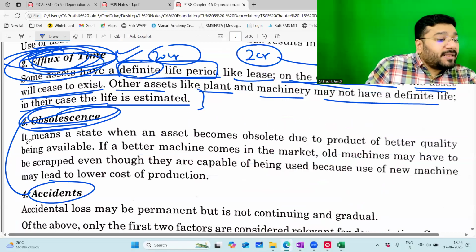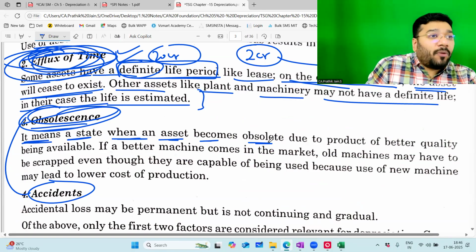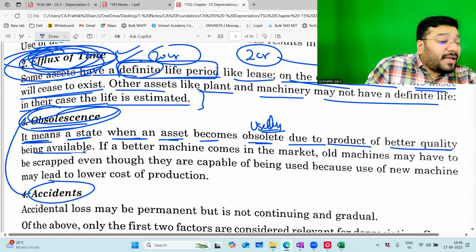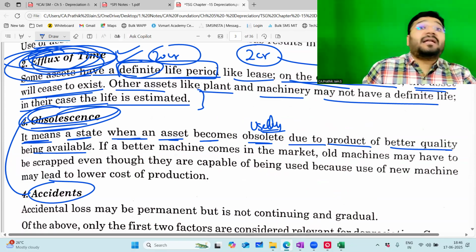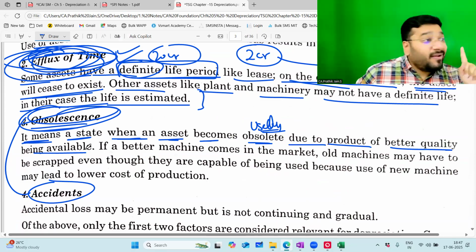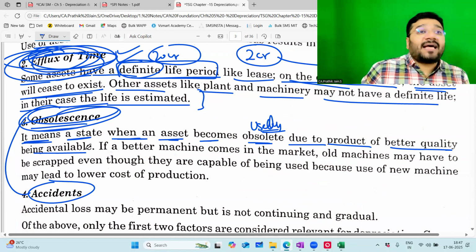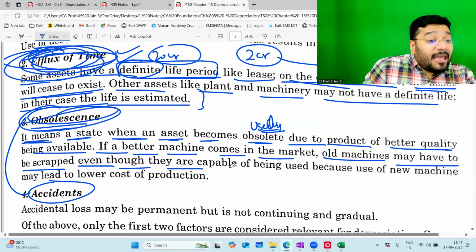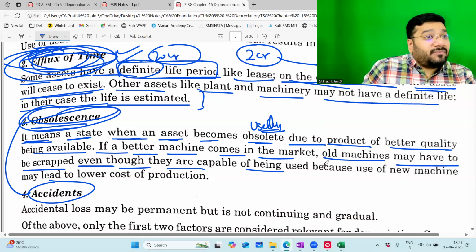So what is obsolescence? It means a state when an asset becomes obsolete. Obsolete means what? Useless, outdated, due to a product of better quality being available in the market. So in the market, I had a better machine, which was producing 3,000 units, whereas this old machinery was producing only 1,000 units. So therefore, I decided to go for a new machinery, selling the old machinery. If a better machine comes in the market, the old machine may have to be scrapped, even though it is capable of being used. Correct?